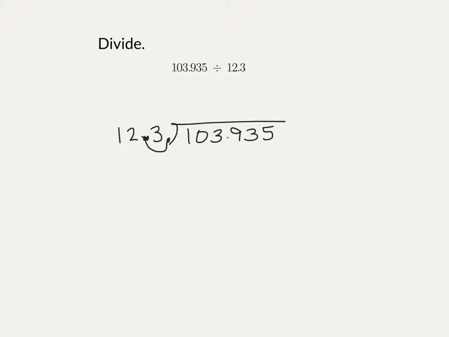Whatever you do in the divisor, you need to do to the dividend. So we're going to take this decimal and move it one place to the right as well. Wherever we move that decimal, we'll just bring it up top in our answer so we know that that's where the decimal goes. Now we're going to divide as usual.